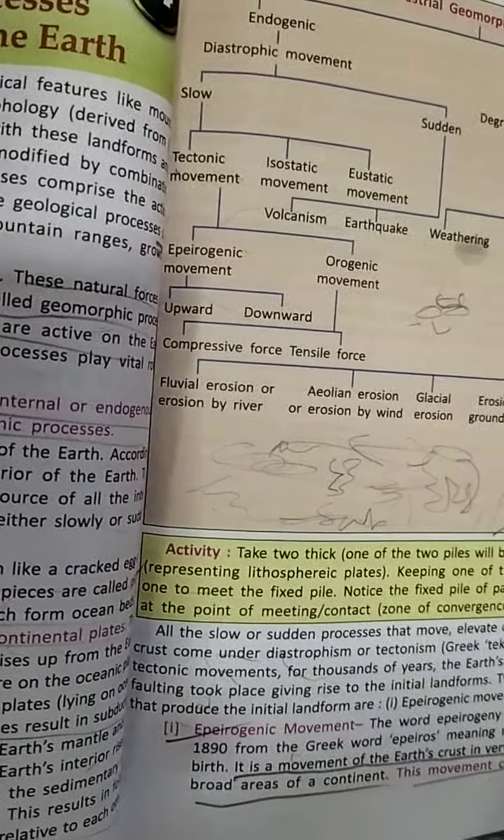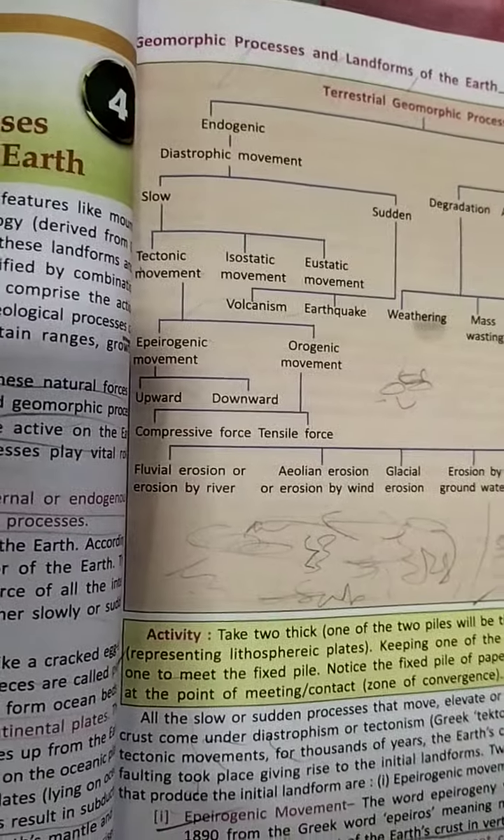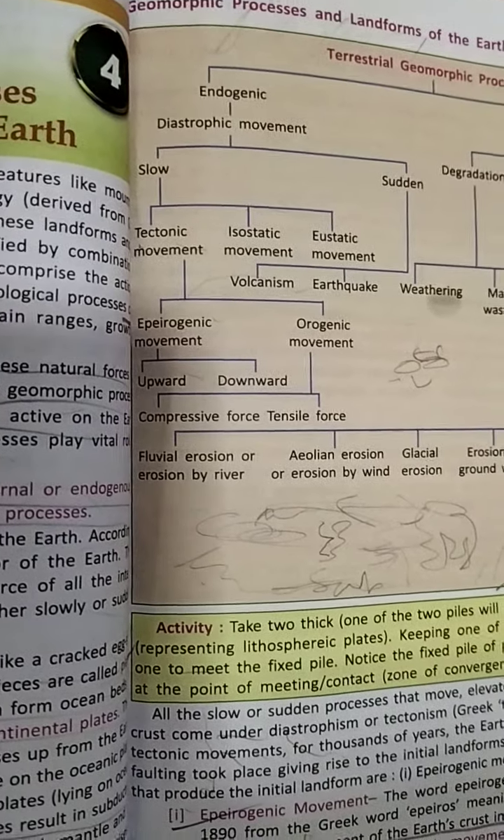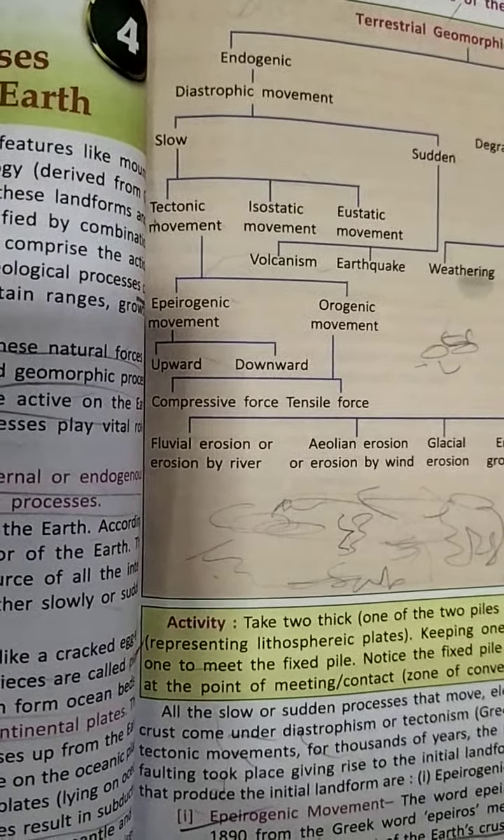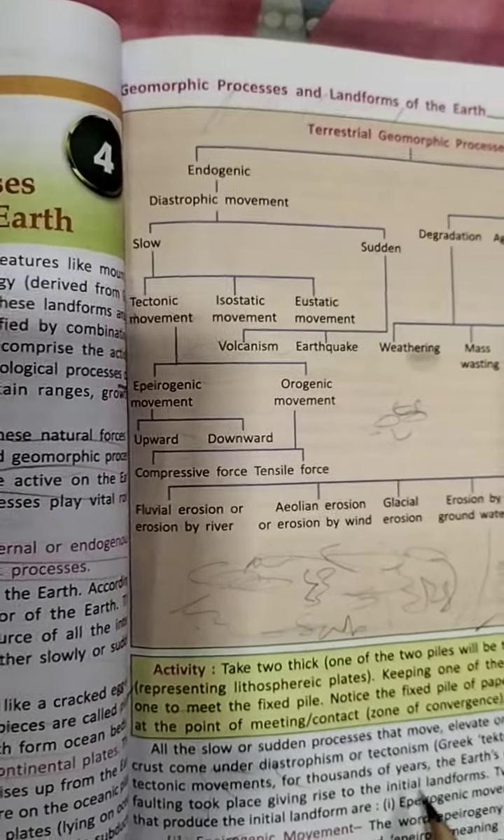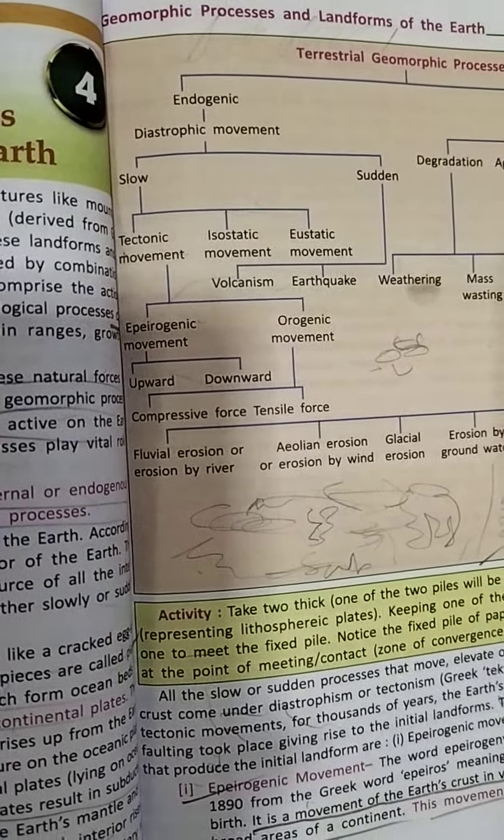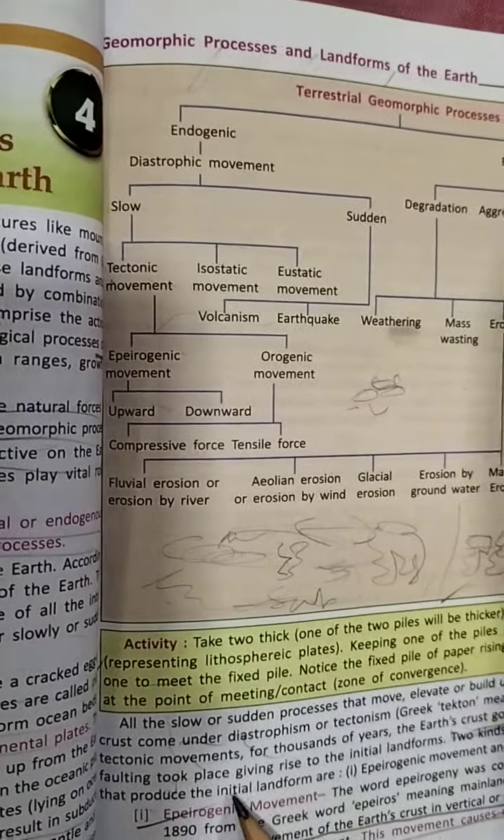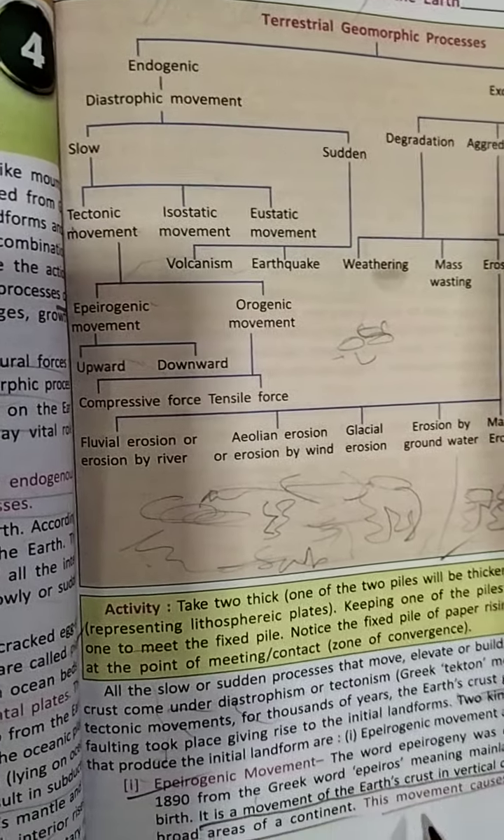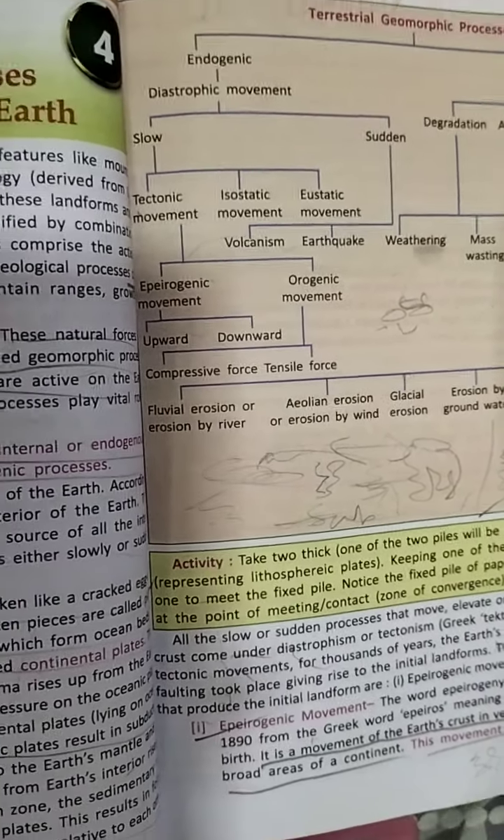The slow or sudden process that moves, elevates or builds a portion of the earth's crust comes under diastrophism or tectonism. The Greek word tecton means builder. For example, the Himalaya mountains were formed due to slow tectonic movement over thousands of years, during which the earth's crust got deformed in different periods. Folding and faulting took place, giving rise to new landforms. For example, movement in the ocean crust may form landforms.